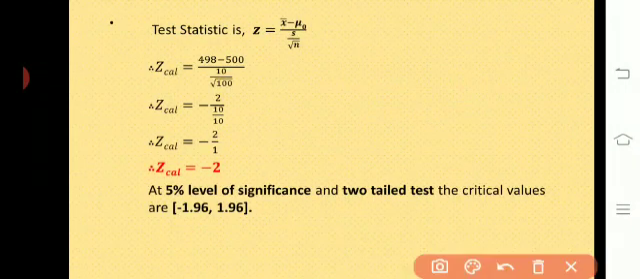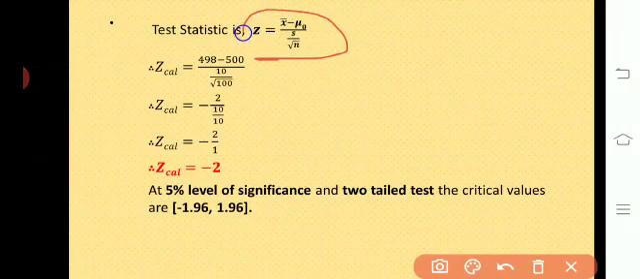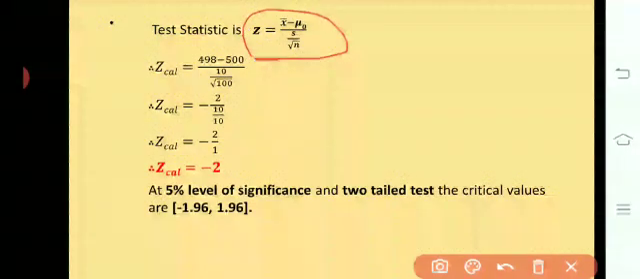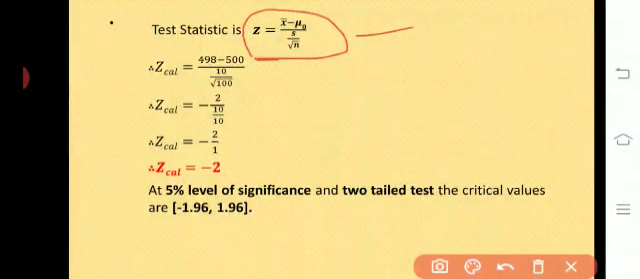Then come to the test statistic. Here the test statistic is z equal to x bar minus mu naught upon sigma by root n. Now based upon the given values, put the given values in the test statistic. You will get the calculated value of z, that is z calculated equal to x bar, which is 498, minus mu naught, which is 500, divided by s, which is 10, upon root n, that is square root of 100.